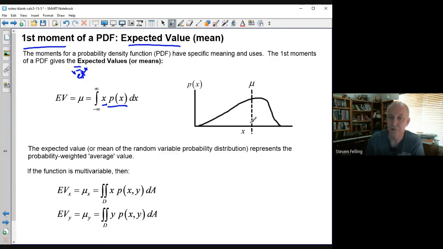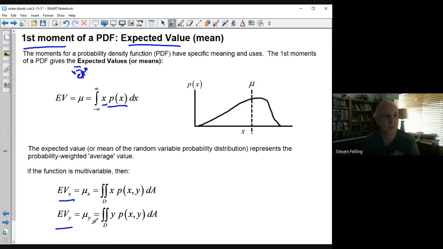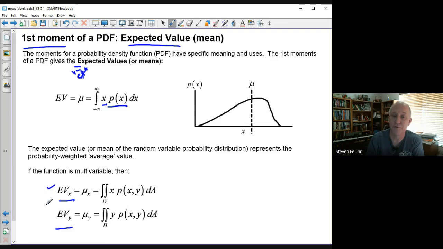Okay. If we had a multivariable function, then you could find the first moments for either direction by taking the double integral and then find the probability weighted average BMI and the probability weighted average age, right? So it would be an expected value for age and an expected value for BMI based on the two-dimensional probability function. So probability weighted expected values, but for two variables. That's the first moment of a PDF.